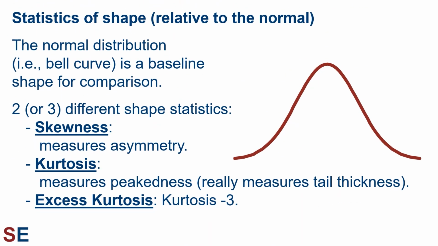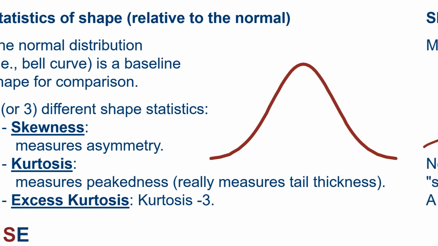Now for the statistics of shape, and what we'll be doing is comparing the shapes we see for our data to the normal distribution, i.e. the bell curve, which is a baseline shape for comparison. So there are 2 or 3, depending on how you think about it, different shape statistics. There's the skewness, which is going to measure asymmetry, and the kurtosis, which is going to measure peakedness. What it really does is measure the thickness of the tail, however. And then a value called the excess kurtosis, which is just the kurtosis minus 3.